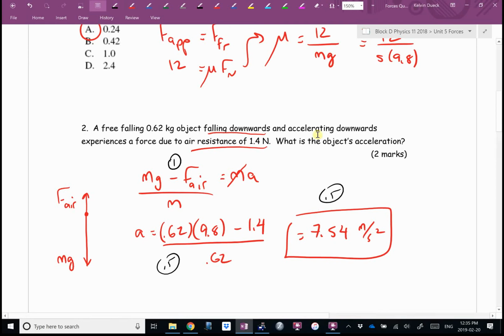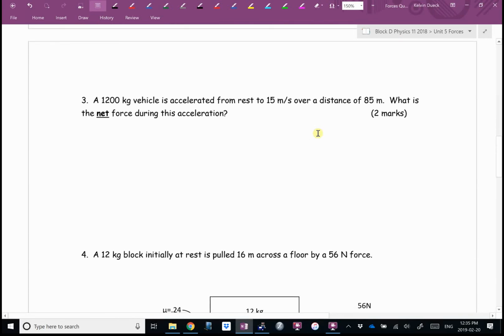Is that okay, Riley? Yeah? Are you lying to me? Okay. Turn the page.